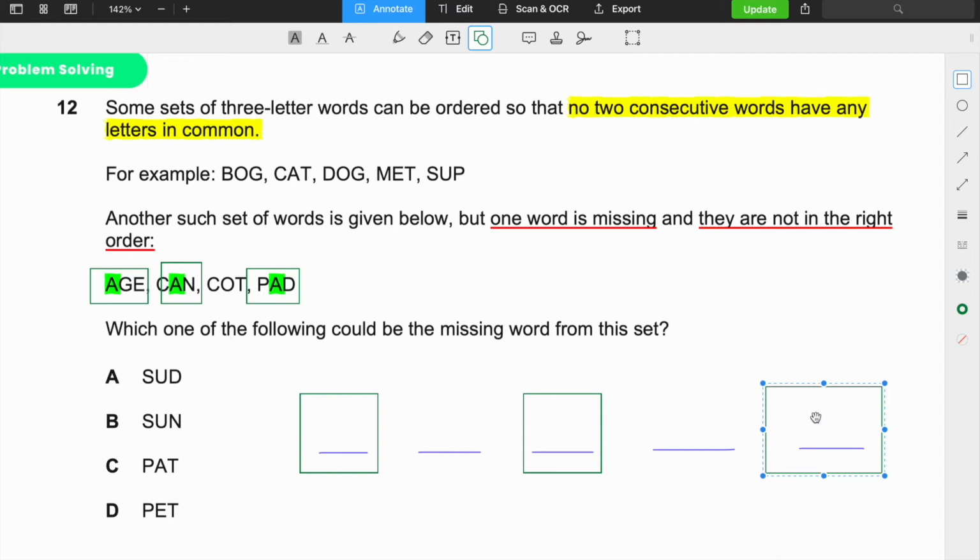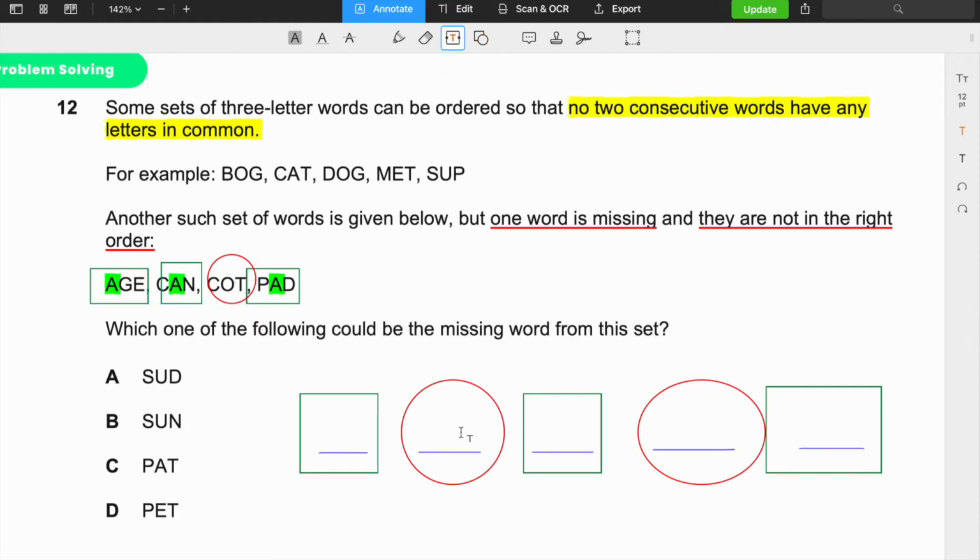So I don't know the exact position of them, but we also know that cot has to be in either, let's choose a different color, cot has to be in either the second or fourth positions, because that's just what's left for it. So you can experiment. Let's just say we have cot here, then that means the missing word has to be there. We're just going to do trial and error. So let's go through option A. If cot was in position 2, then sud has to be in position 4.